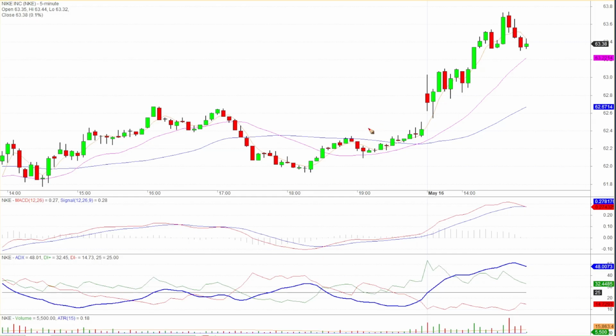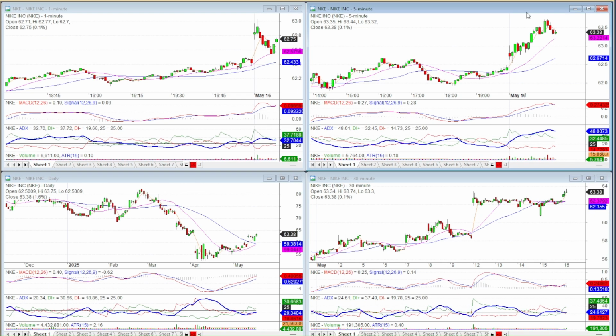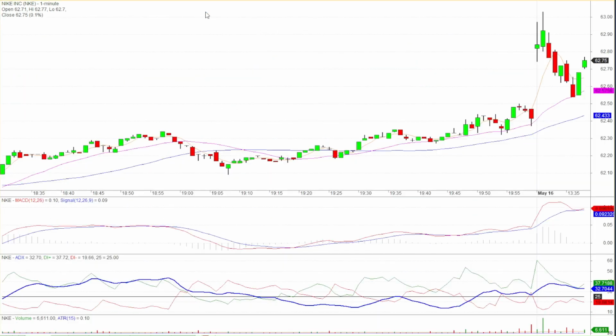All right. So what we want to do though, because this is a little iffy in the way that it's developed, is we want to make sure that the 1 minute has a good signal for us. All right. If we don't get a good signal on the 1 minute, then we never do this trade. So we're going to go and take a look at the 1 minute.